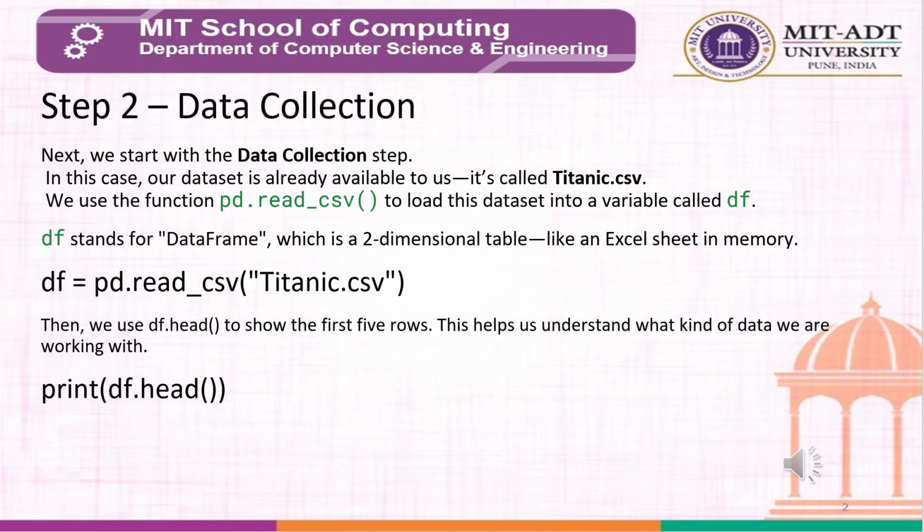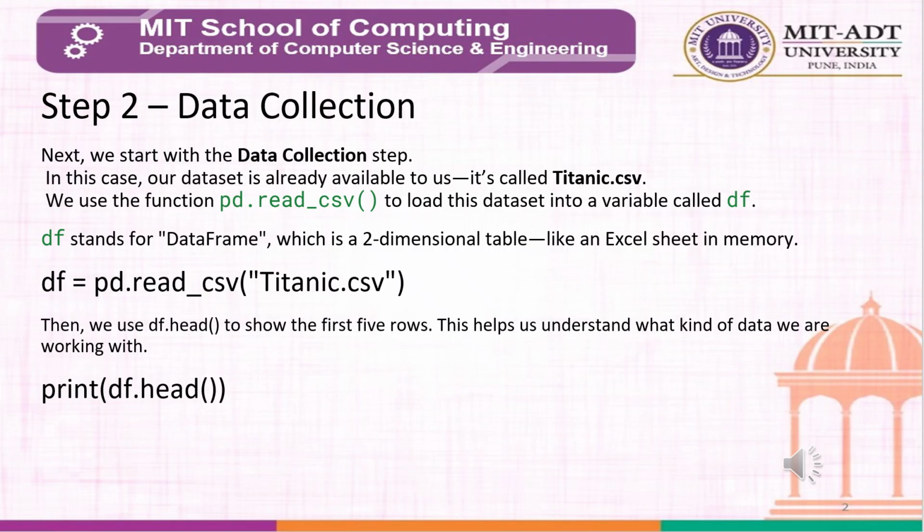Step 2 is about data collection. We will start with the data collection step here. In this case, our dataset is already available to us. It's called titanic.csv. We use the function pd.read_csv to load this dataset into a variable called df. df stands for data frame. This is a two-dimensional table, like an Excel sheet, in memory.